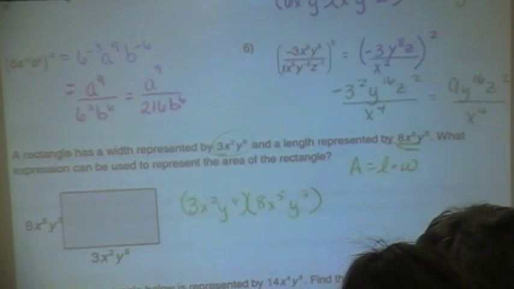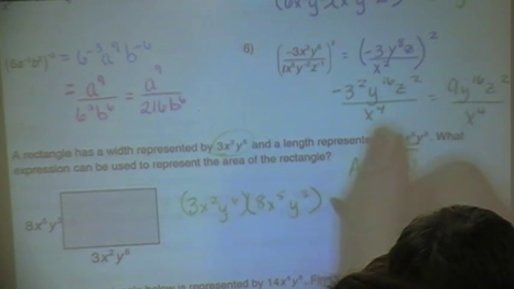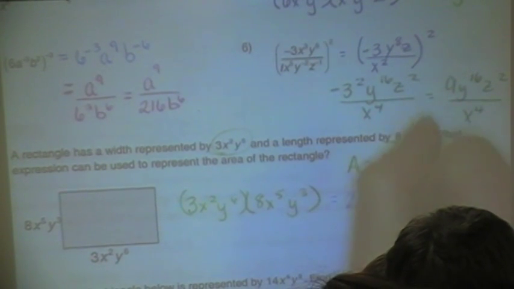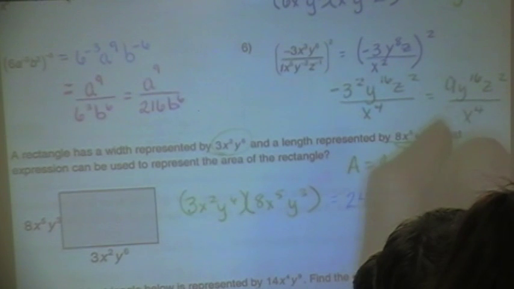And now we just need to simplify that. So overall, I am multiplying, right? So it's going to be 24. And so that means my exponents are adding. So x to the 7.